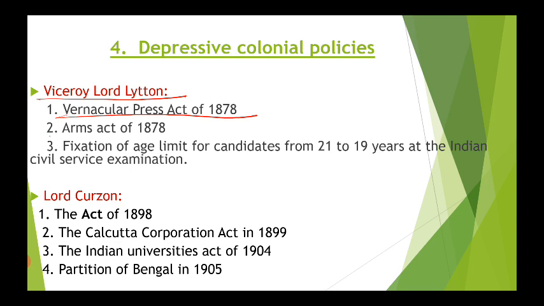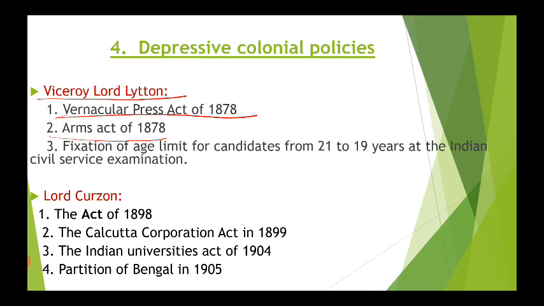And the Arms Act of 1878. According to this Arms Act, the Indians could not have any kind of weapons under them without a license. They should have a license for the possession of arms by any Indian. And when it came to the Britishers, it was not applicable. So they felt it was unjust that only the Britishers could have weapons, and if the Indians wanted to have weapons, they had to take a license first.